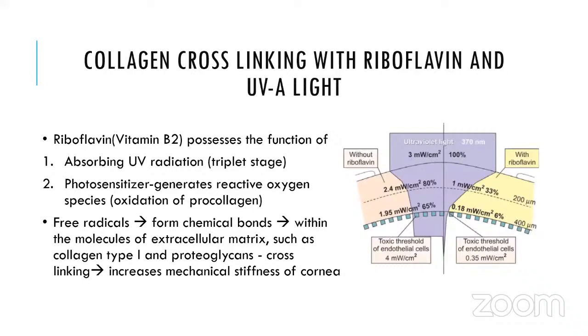Then collagen cross-linking with riboflavin and UVA light. Riboflavin, vitamin B2, possesses the function of absorbing UV radiation by triplet stage, and as a photosensitizer, it generates reactive oxygen species leading to oxidation of procollagens. It releases free radicals forming chemical bonds within the molecules of extracellular matrix, such as collagen type 1 and proteoglycans, leading to cross-linking. This increases the mechanical stiffness of the cornea.